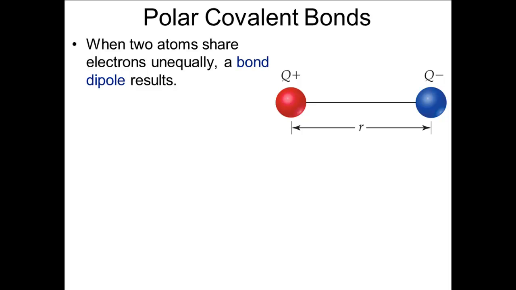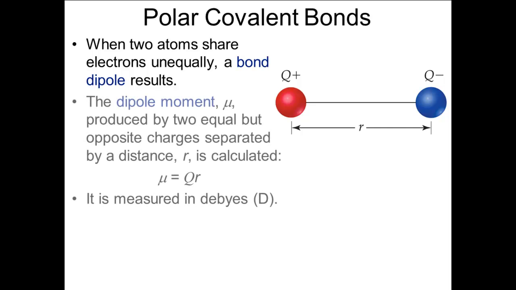Polar covalent bonds result when the electrons in a covalent bond are not shared equally. The strength of the resulting dipole is measured by the dipole moment, measured in debye, which is the product of the charge separated and the distance the charge is separated.